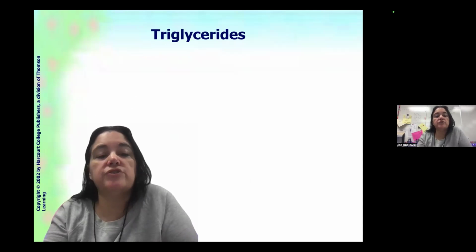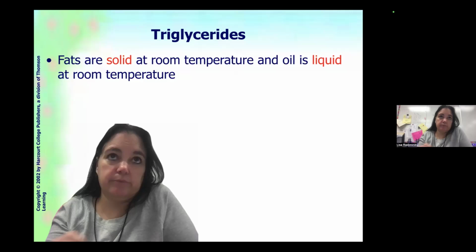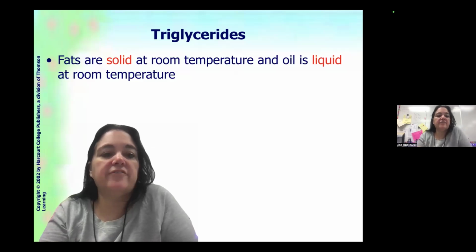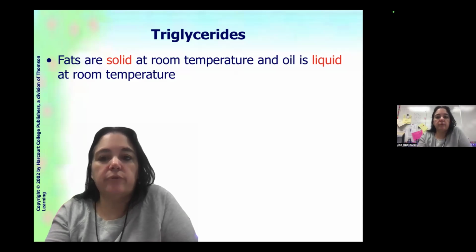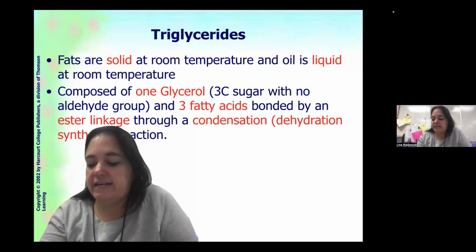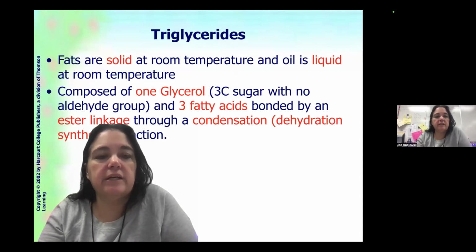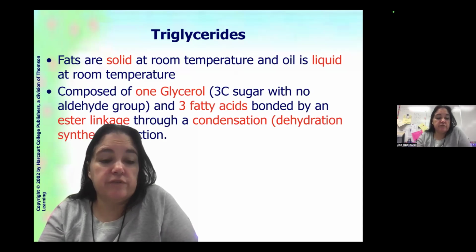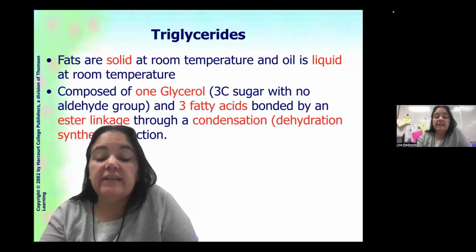If you look at the word, tri means 3, and the glyceride is referring to a part of the molecule. These are fats or lipids that are solid at room temperature, and if they're oil, they are liquid at room temperature. They are composed of, and I'll show you the diagram in a minute, one glycerol. A glycerol molecule is a 3-carbon sugar that has no aldehyde group. An aldehyde group is one of those functional groups from last section. And they have 3 fatty acids. That's where the tri word comes from.